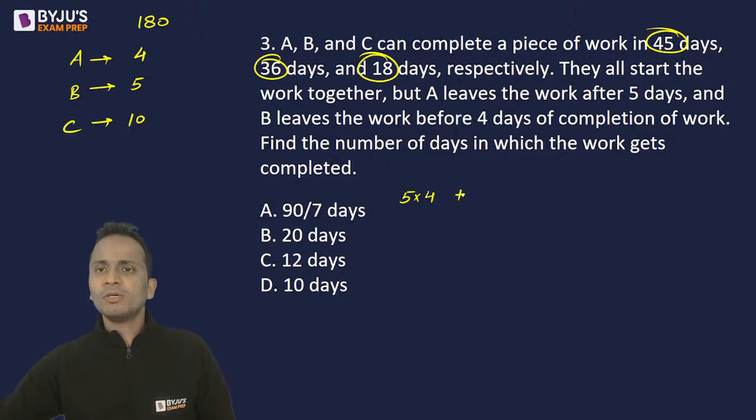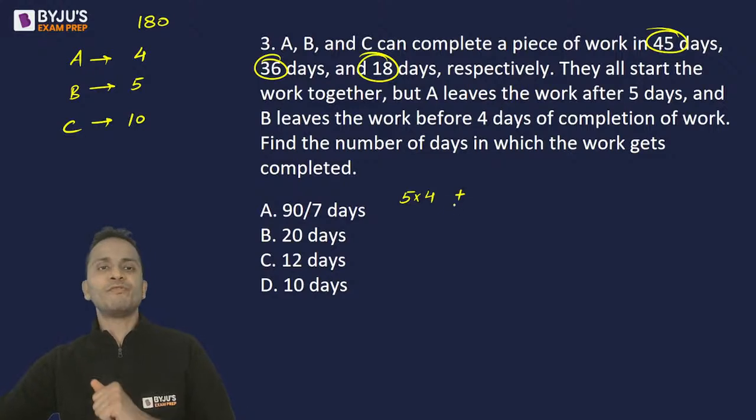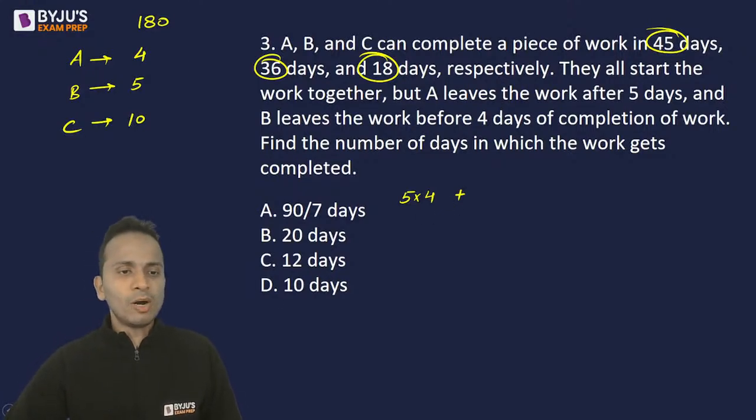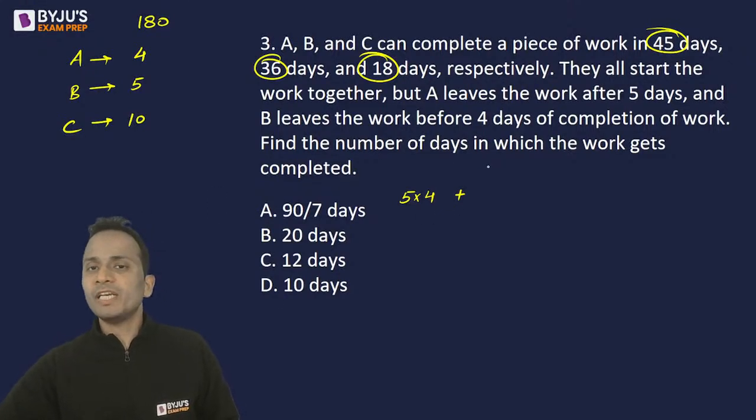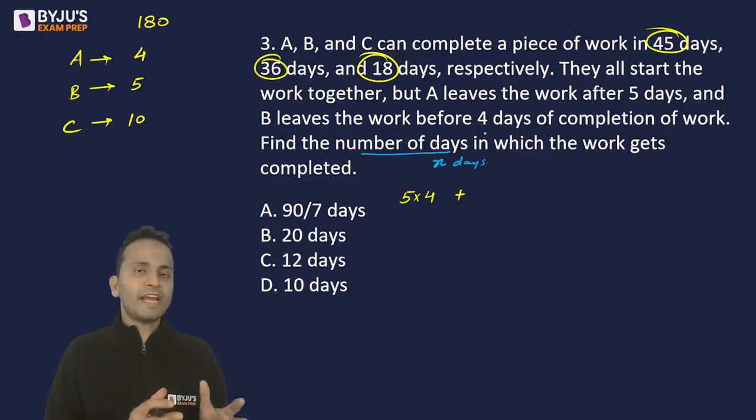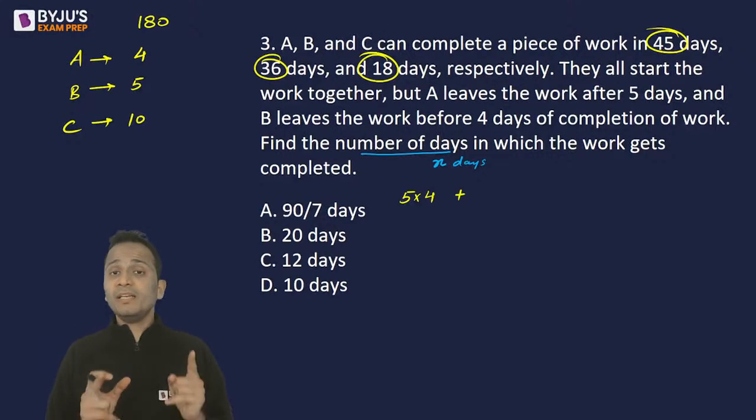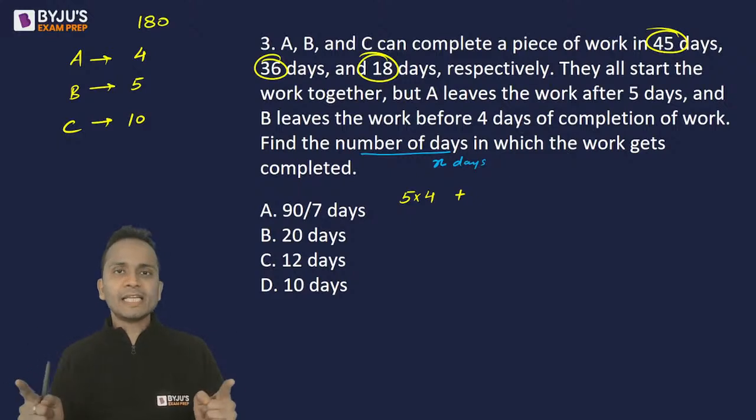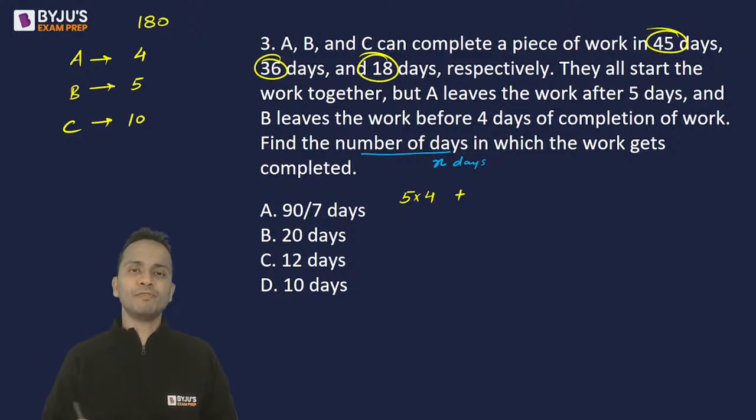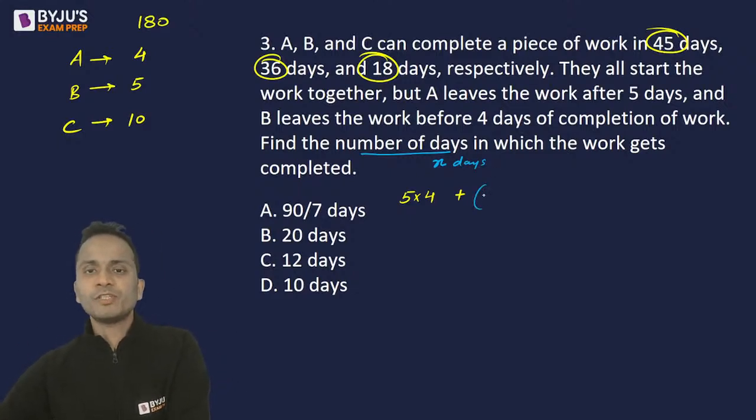Now B left the work 4 days before the completion of the work. So now I'm going to assume the number of days in which the work will be finished. Let's say this is X days, right? Now A worked for 5 days and he left. B left 4 days before the completion of the work. Now the work is completed in X days and B has left 4 days before that. So the number of days for which B would have worked will be X minus 4. The 1 day work of B is 5.